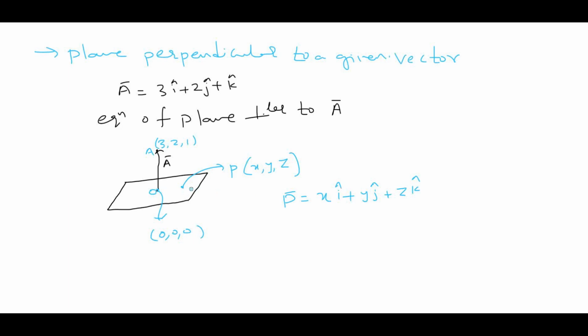So what is the P vector? P vector is this one here. This is the P vector, and you can see here that a and p are perpendicular to each other. So the dot product of this should be 0, and this is equal to, we can multiply x with 3, that is 3x, y with 2, that is 2y, plus z with 1 is z.